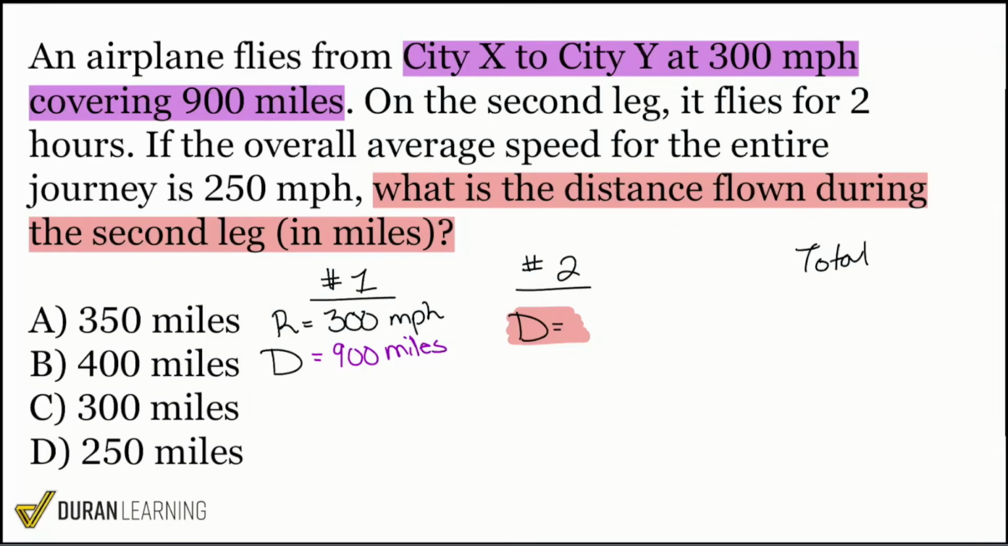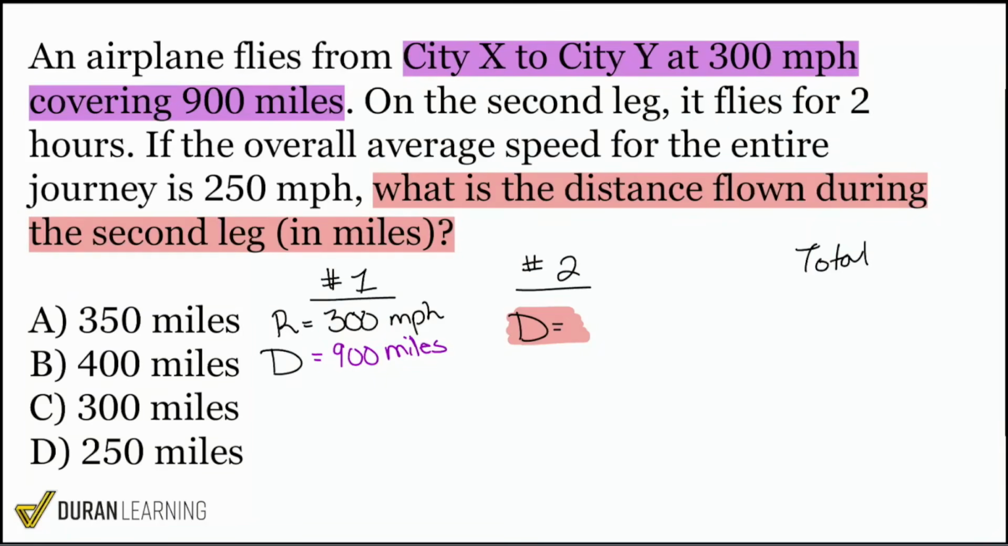Before we even continue, do you see that for this first leg, we have what we need to find the time if we needed the time? Do we see that we have enough information to find the time if we needed to? Okay, sounds good. So just keep that in mind, just in case we need to circle back and actually do that.